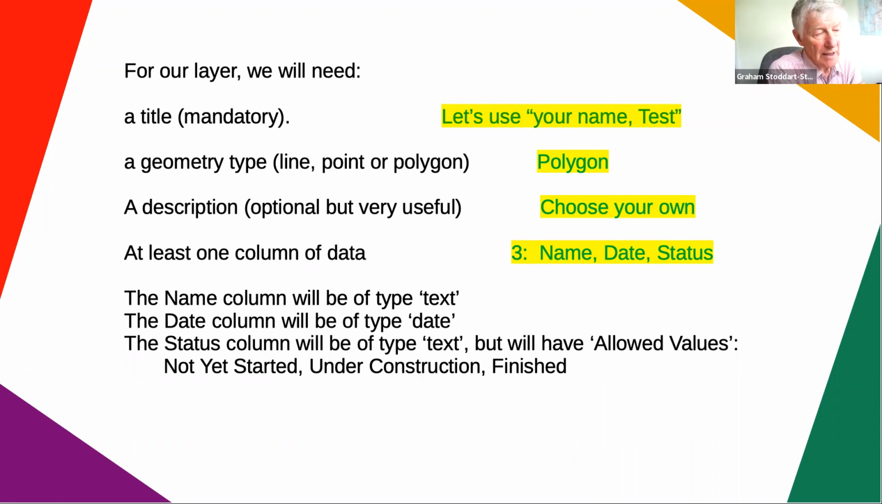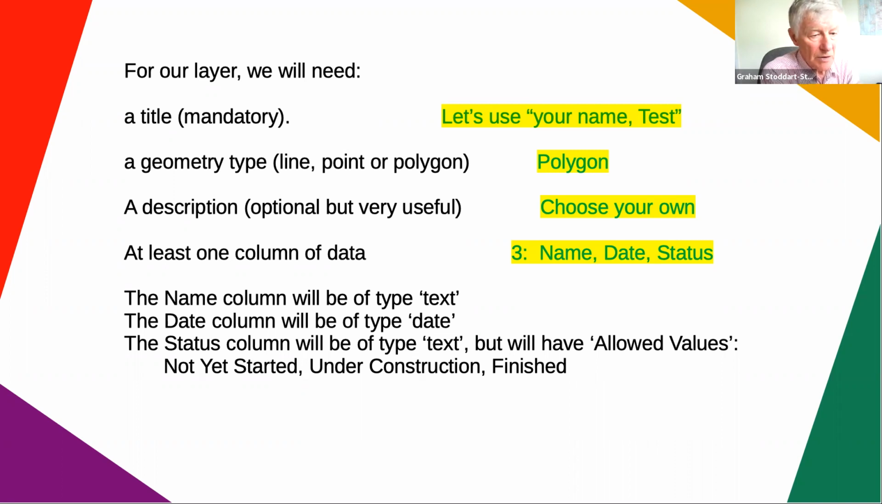Although you need at least one column of data in a layer, we're going to put in 3. We're going to have a name column, a date column, and a status column. The name will be a text type. The date, surprisingly, will be a date type. And the status will be a slight variation on text.